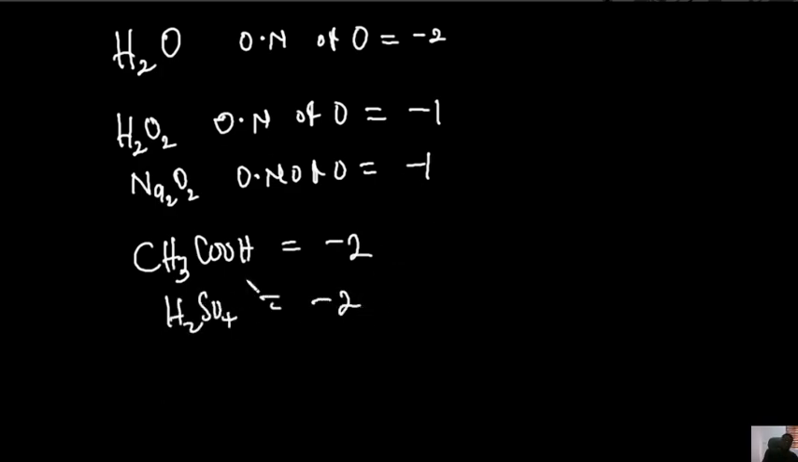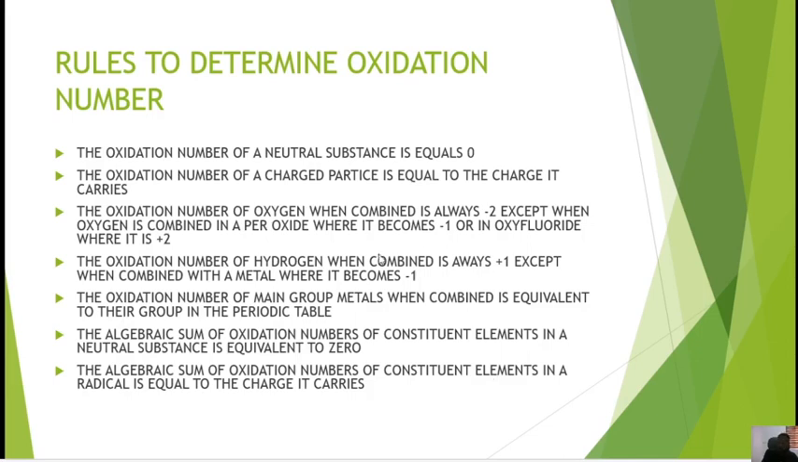So anywhere you see oxygen combined with any other element, its oxidation number is going to be -2. The only exception is when oxygen is found in a peroxide, where it becomes -1, or in a situation where it is combined with fluorine to form the oxyfluoride, where it becomes +2. So that's that basically about oxygen. Okay, moving ahead, we go to the next one. What's the next one?